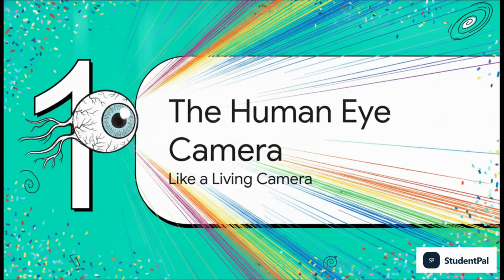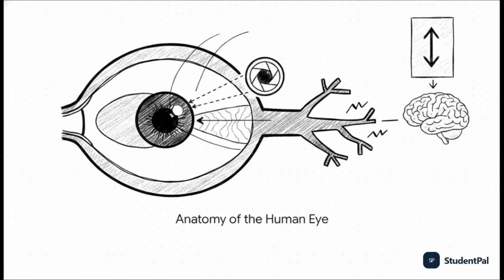Section 1. The Human Eye Camera. Okay, let's dive into the incredible organic camera sitting right inside your skull. Imagine light entering your eye. First, it hits the cornea. That's the transparent bulge on the very front. Right behind that is the iris. It's a dark, muscular diaphragm that controls the pupil, and it acts exactly like a camera's aperture to regulate how much light gets in. Finally, your crystalline lens focuses this light to form a real, inverted image on your retina.